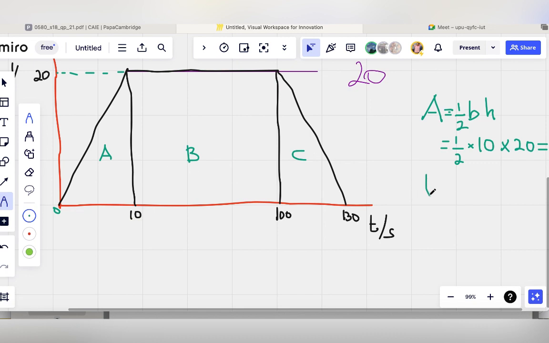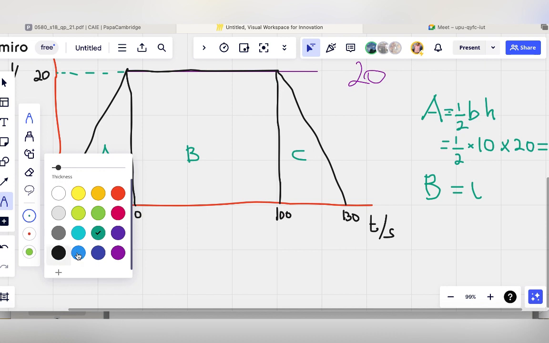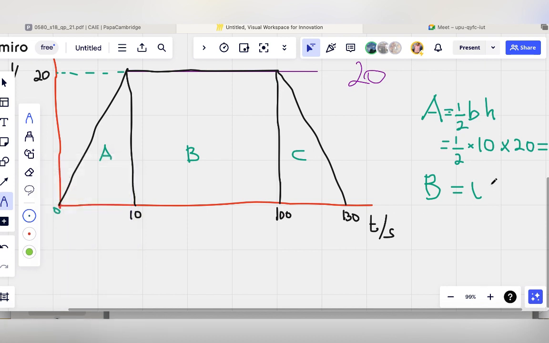Now let's calculate the area of B, the rectangle. The area of a rectangle is simply length times width. So what's the length of the rectangle? From 10 to 100 is 90. Don't write 100, because 100 means you are starting from zero. If you are moving from 10, the space you are covering here is 90. It is worthy to note that.